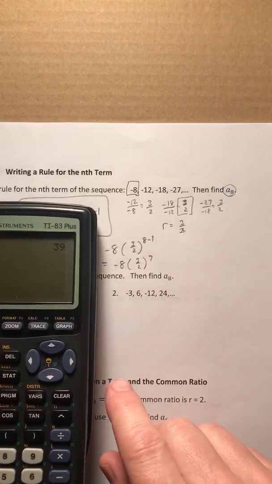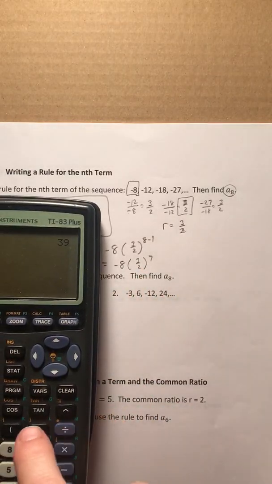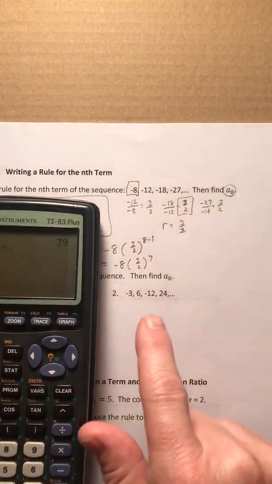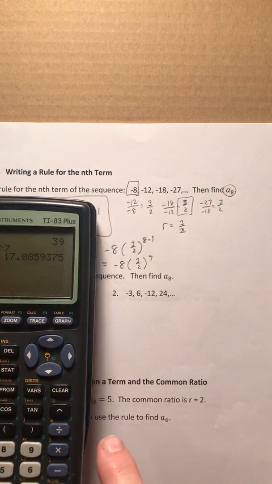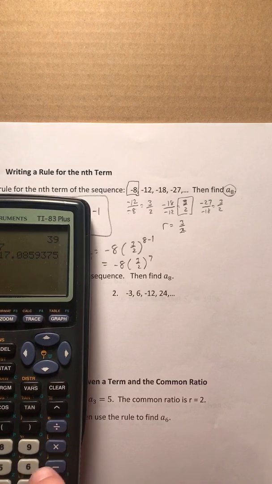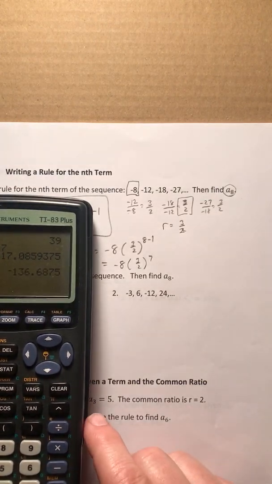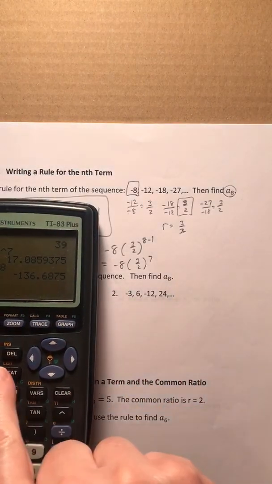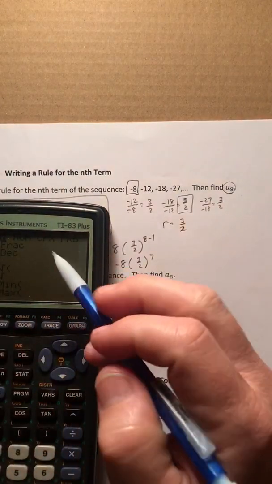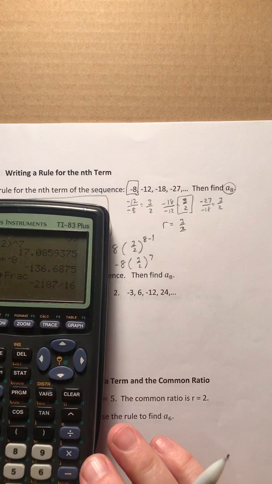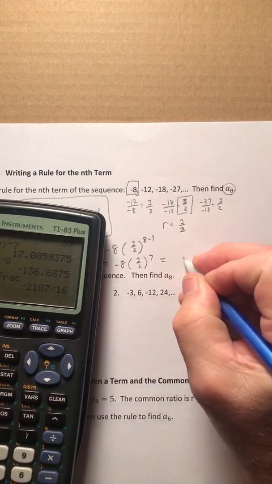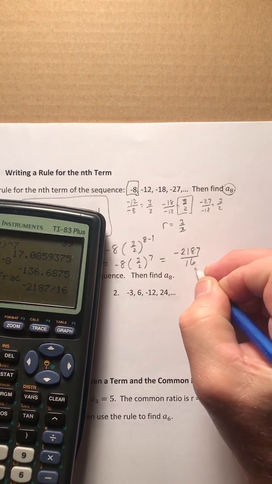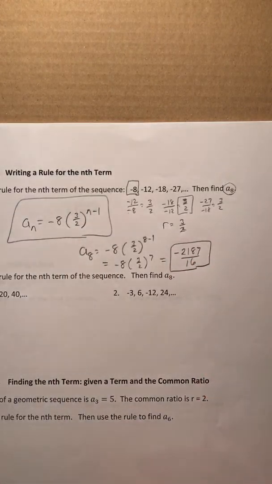So again, I'm going to start here. I can just put the whole thing in if I want, but I'm going to do 3 divided by 2 to the 7th power, hit enter, and then times negative 8 and hit enter. Now you'll notice I get a decimal. I'm going to change that into a fraction by hitting math. The first one in math is fraction, so I hit enter and it changes my answer to a fraction, which is negative 2187 over 16. All right, so that is A sub 8.